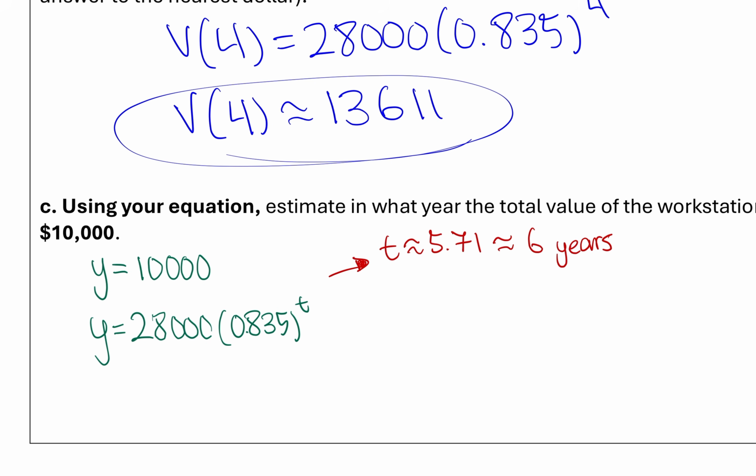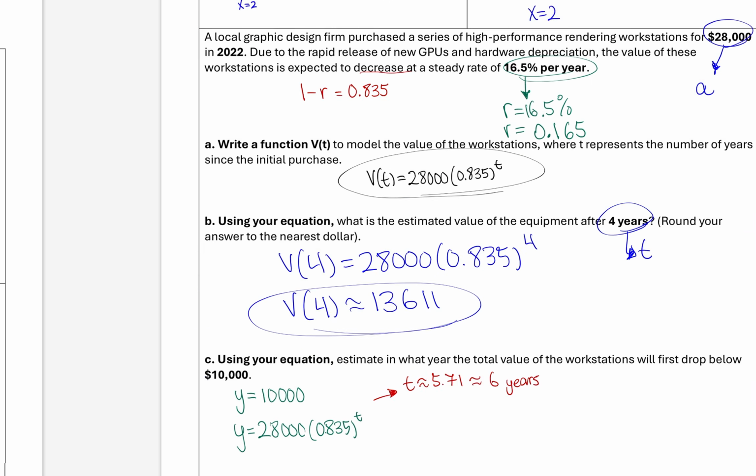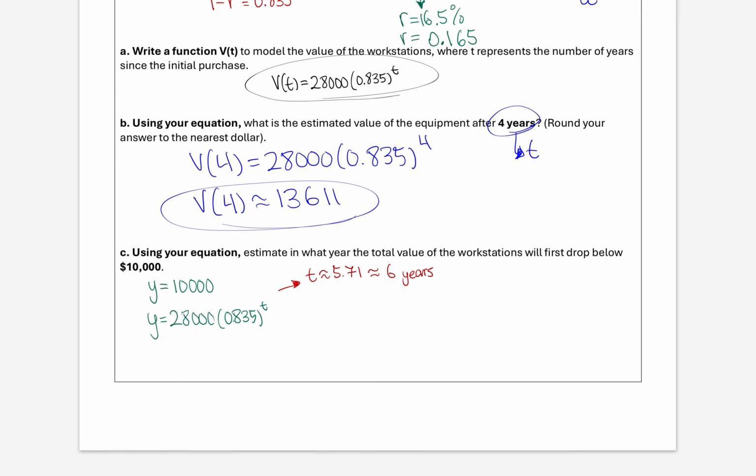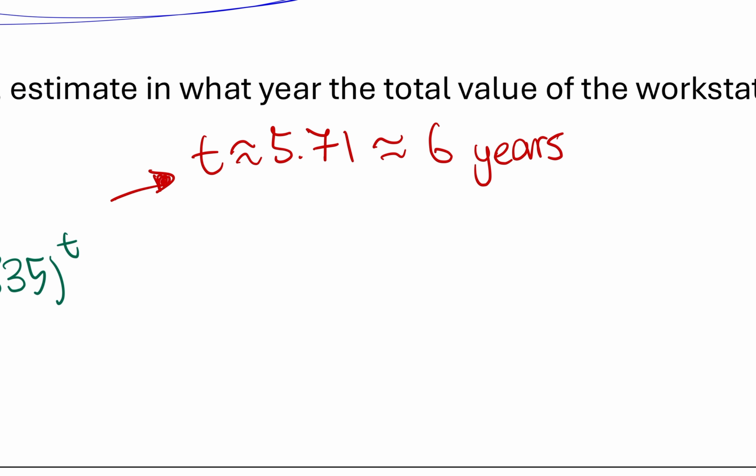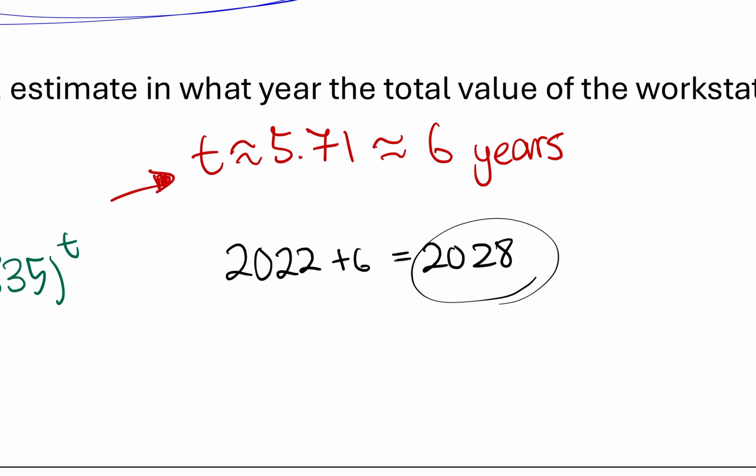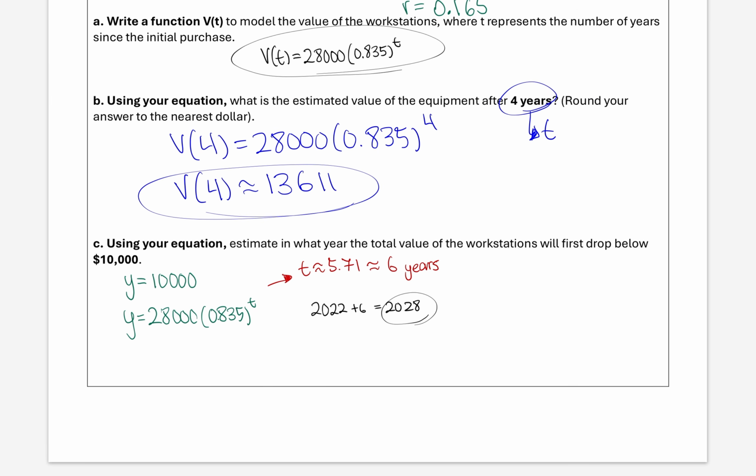Okay, now from there, we add this to the initial time frame. The workstations were purchased in 2022. So we have 2022 plus 6, and that will give us the year 2028. So what does that mean for us? It means that by the year 2028, the workstations will go from a value of $28,000 all the way down to $10,000.